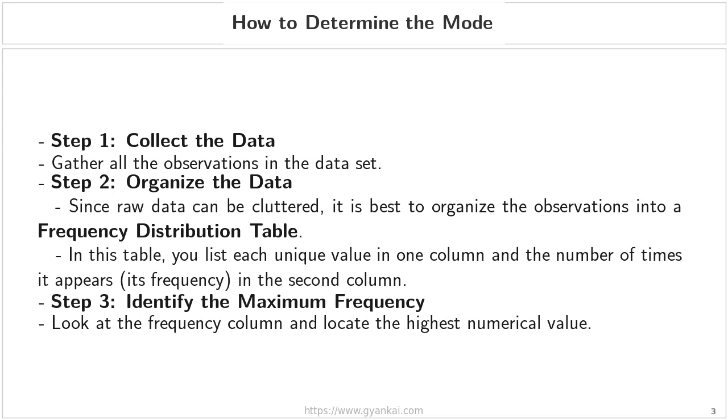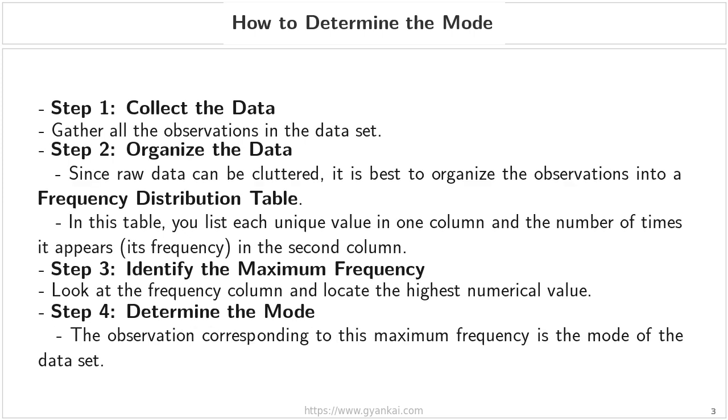Once your table is ready, we move to step 3, which is to identify the maximum frequency. Here, you'll focus your attention specifically on that frequency column we just created. Your goal is to scan down that column and locate the highest numerical value present. Finally, we reach step 4, where we determine the mode. This is a crucial distinction to remember. Once you've found that highest frequency, you look back to the first column to find the observation that corresponds to it. That specific value, the one that repeats the most, is your mode.